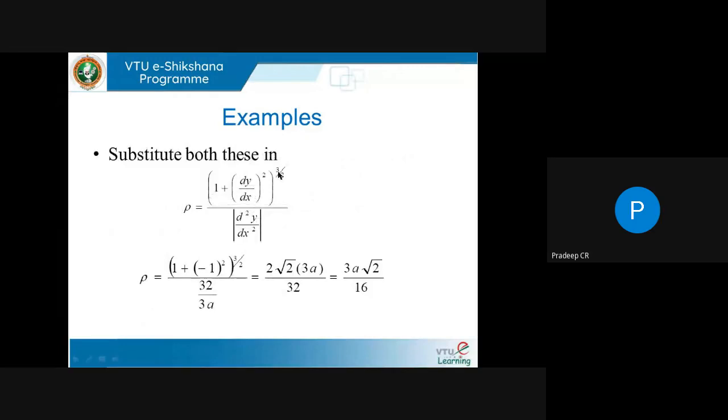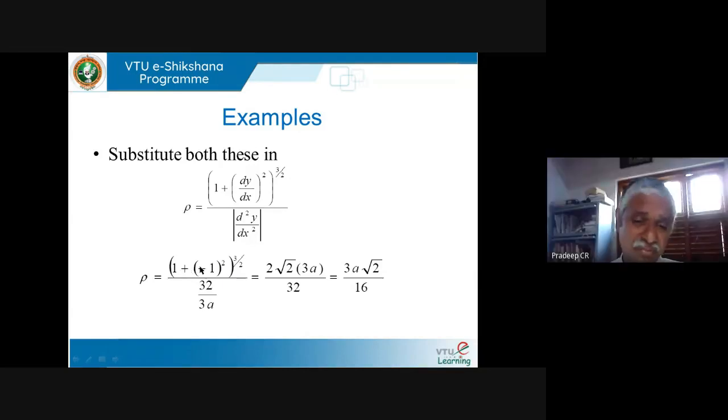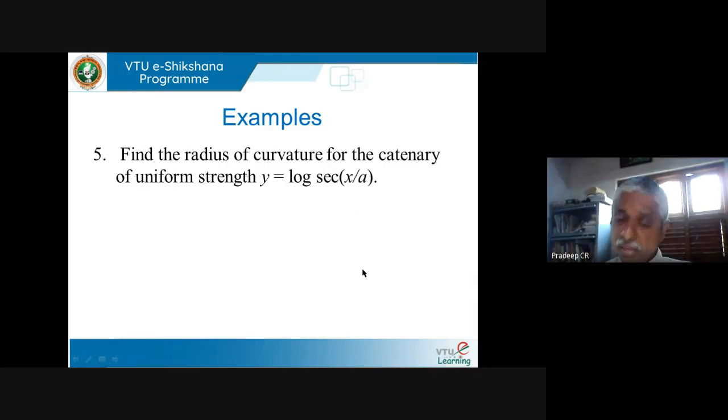So rho is 1 plus dy by dx whole square to the power of 3 by 2, divided by mod d square y by dx square. I know dy by dx at that point was minus 1 and d square y by dx square at that point was 32 by 3a. So I substitute all these things, 1 plus minus 1 whole square, so this is 2 to the power of 3 by 2, which is 2 root 2, and then 3a by 32, and 2 gets cancelled. So you get 3a root 2 by 16. Good.